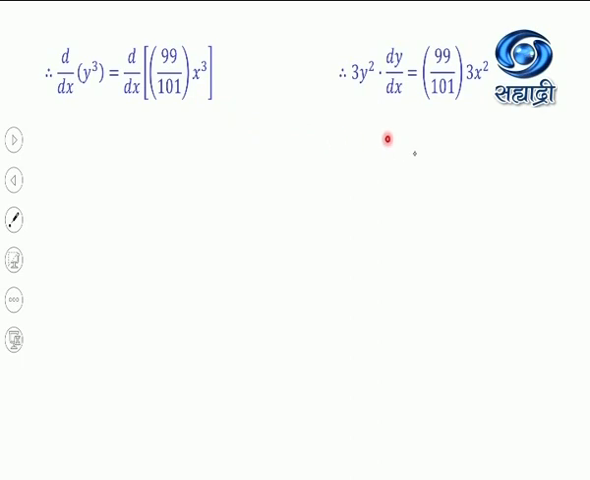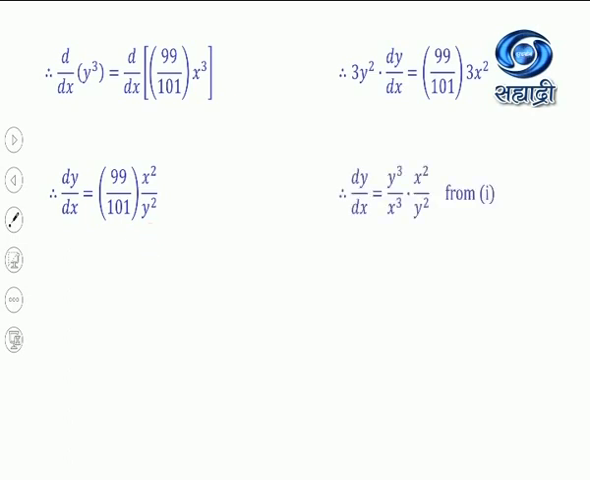And now, derivative of x cube is 3x square. Now, 3 gets cancelled from both the sides. Take this y square on RHS. And then what do we get? dy by dx equal to 99 upon 101 into x square upon y square.